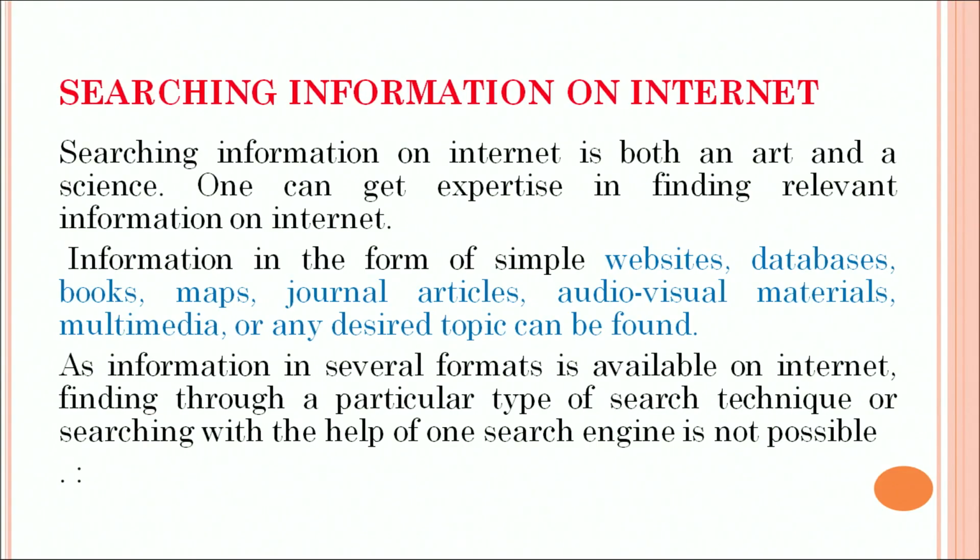Now coming to searching information on the internet. Searching information on the internet is both an art and a science. One can gain expertise in finding relevant information on the internet. Information in the form of simple websites, databases, books, maps, journals, articles, audiovisual materials, multimedia or any desired topic can be found. As information in several formats is available on the internet, finding it through a particular type of search technique or with the help of one search engine is not possible.